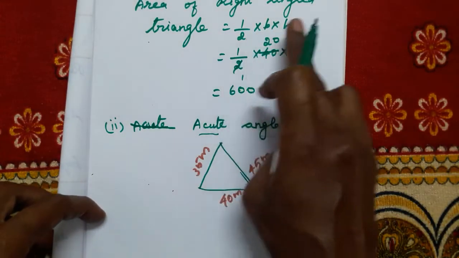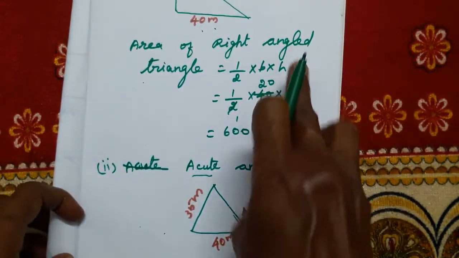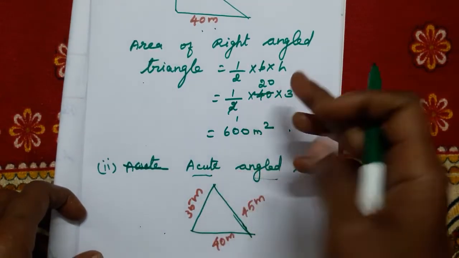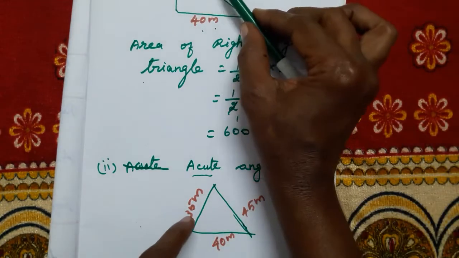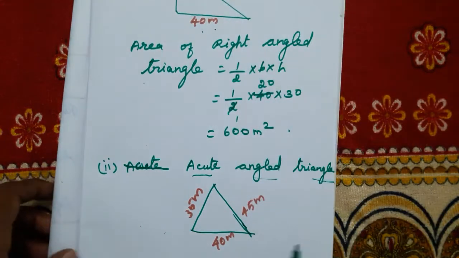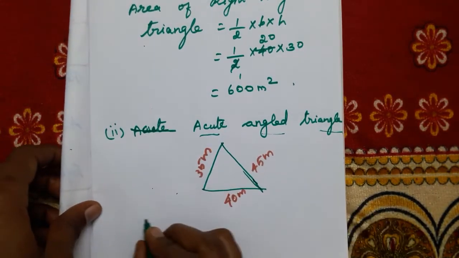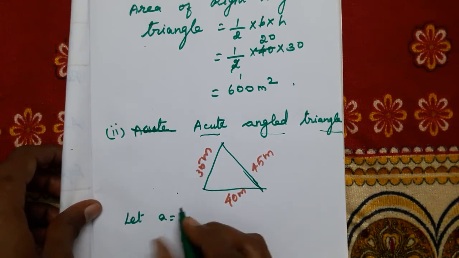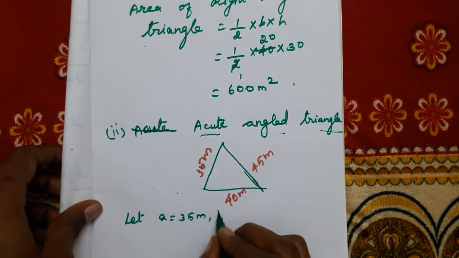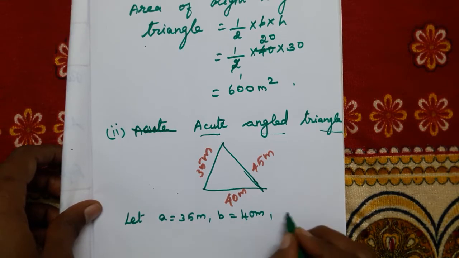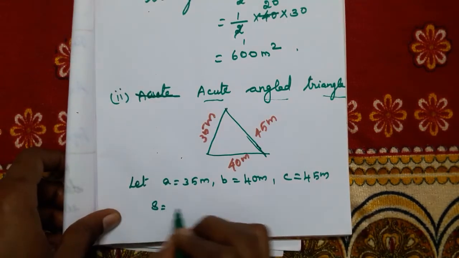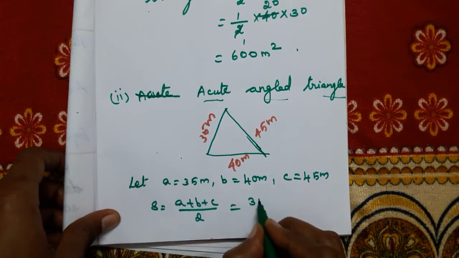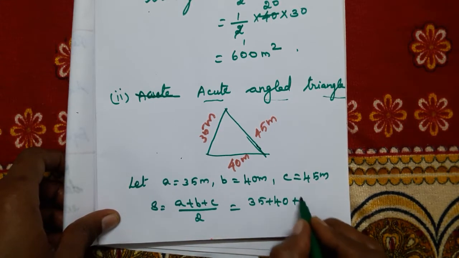Here you cannot use the half into B into H formula. For the right angle triangle I used that, but Heron's formula, S is equal to A plus B plus C by 2, you can use for a right angle triangle also. Here I am using, first let A is equal to 35 meter, B is equal to 40 meter, C is equal to 45 meter. What's the semi-perimeter? S is equal to A plus B plus C by 2, equal to 35 plus 40 plus 45 by 2.